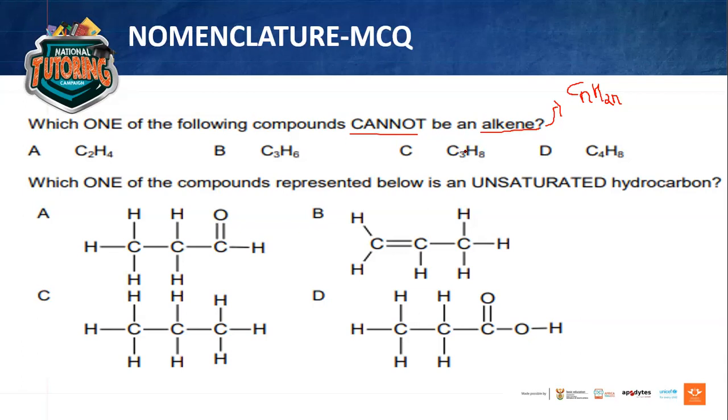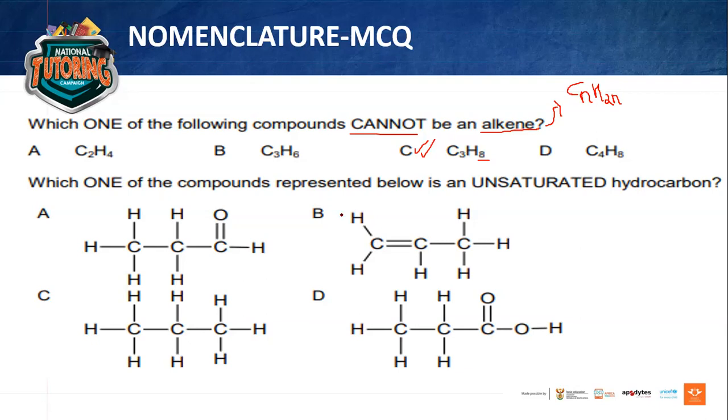I go to option C, C3H8. So the carbons is 3. If I put a 3 on the n, 2 times 3, it must give me a 6. But check there, I have an 8. So this molecule on option C is not defined by this general formula of alkenes. And therefore, this is the correct answer, because this cannot be an alkene. Then we go to the next question.